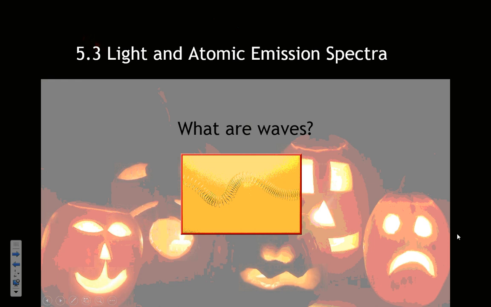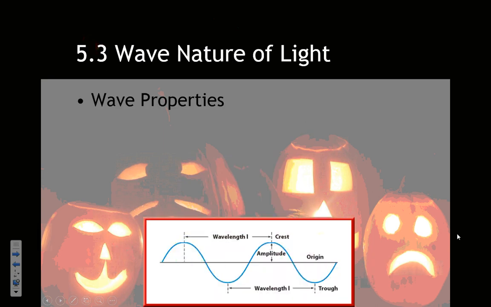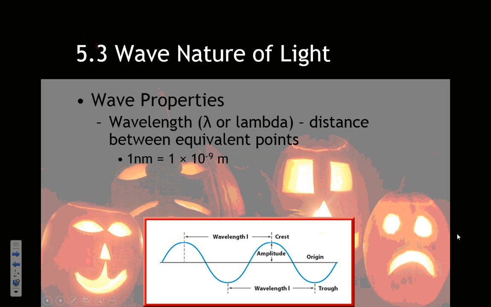I've been using terms like frequency and wavelength, but what are those properties of waves? Well, all waves share certain properties like wavelength, amplitude, and frequency, and we concentrate on the first and the third here. Amplitude, which deals with the intensity of the light, isn't something we typically look at all that much. So, wave properties. First off, wavelength.